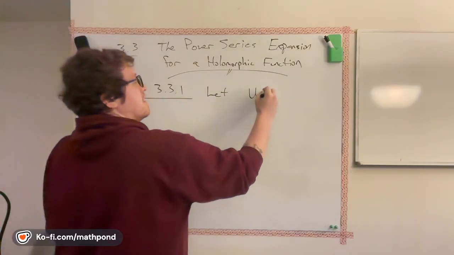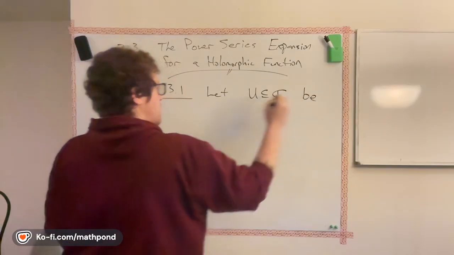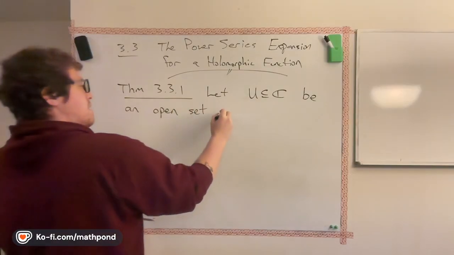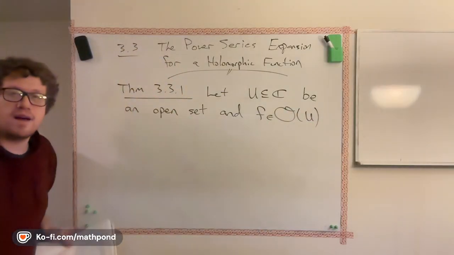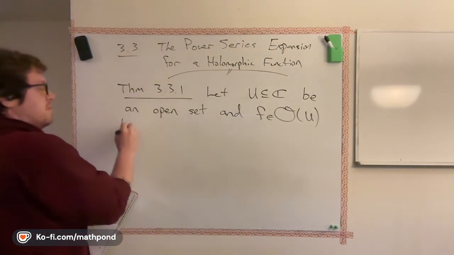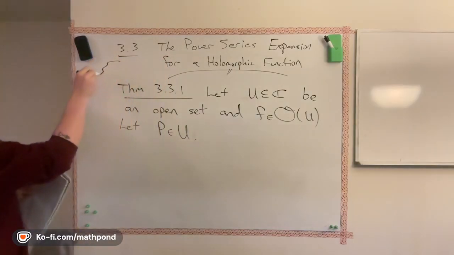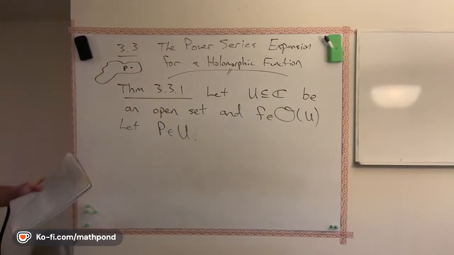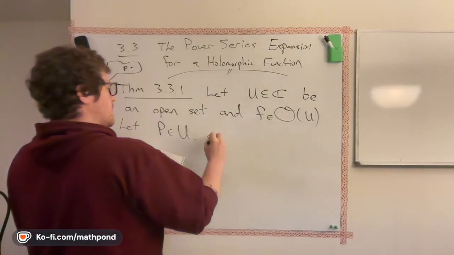So let U be in C again, some open set. Anytime you see a U, it should be just some open set. And let F be holomorphic on U. And now again, we're going to let some P be in U. So pick any point in the open set. You think of your open set looking something like this. We're just picking a point here, P, in U.